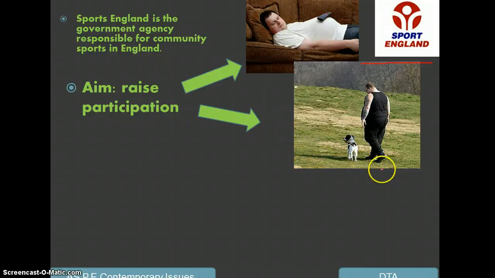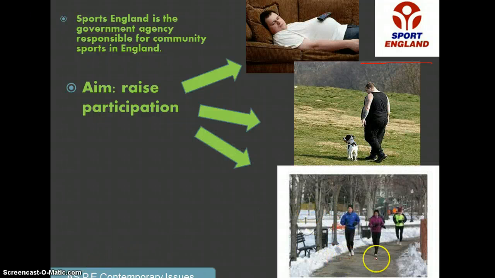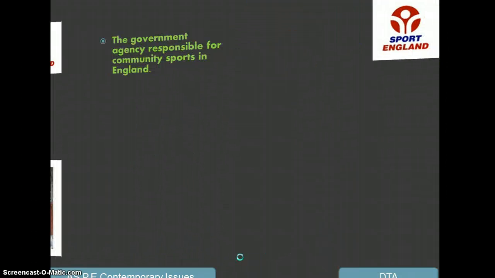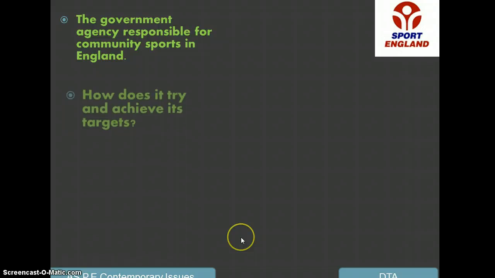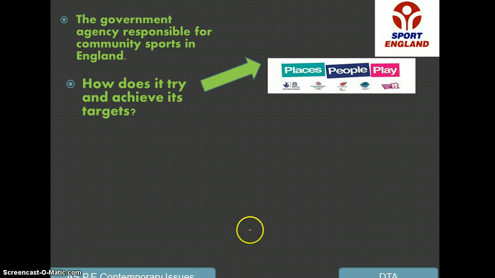Those people that are taking part in 30 minutes of activity, they're looking for you to increase it to 30 minutes 3 times a week. And last but not least, those people that are taking part in physical activity 3 times a week, they're asking you to do more. That's what its aim is. So, how is it going about achieving that? Well, the targets it's set itself need to be achieved by different programs or initiatives, and one of the main ones is Places, People and Play.